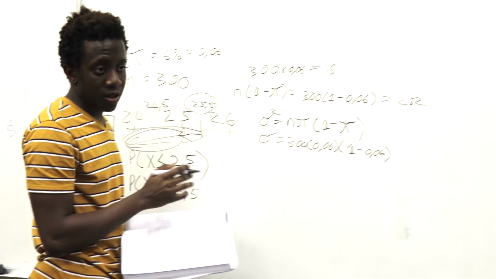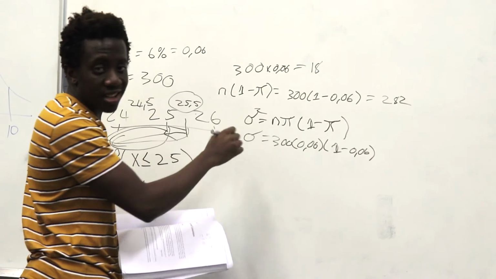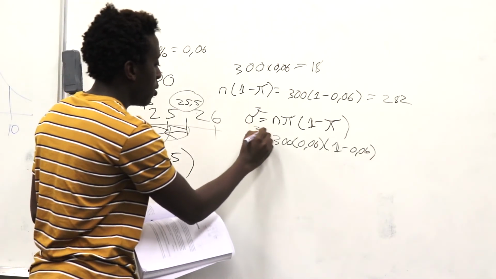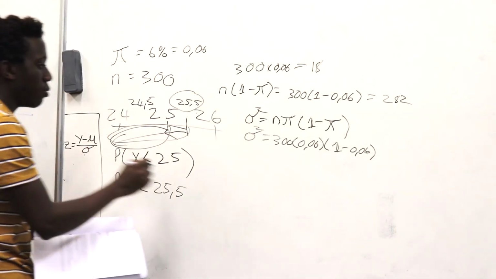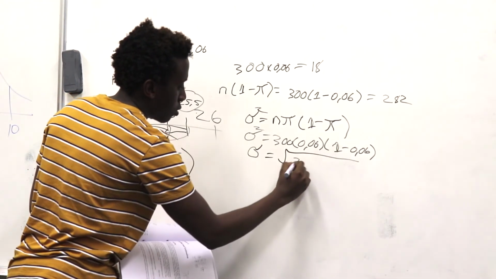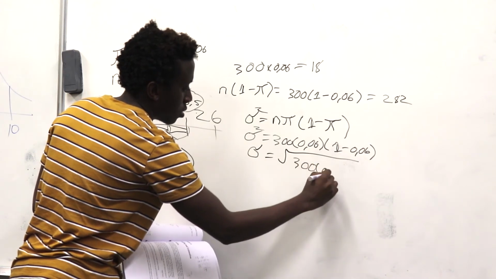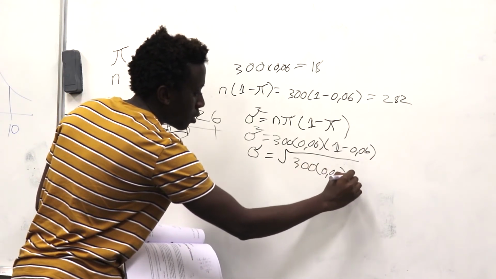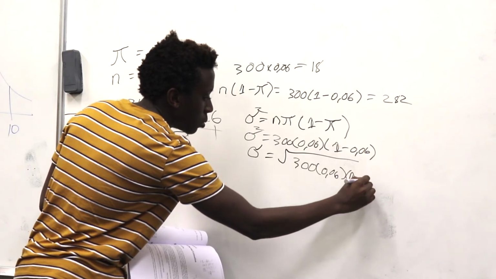Question: isn't that standard deviation, not variance, like the notation that you use? Sorry, yeah, you're actually right. This over here is for the variance, and this sign over here is standard deviation. So if we wanted to calculate that, we're going to have to square root this whole thing over here. So it's going to be 0.06 times 1 minus 0.06.